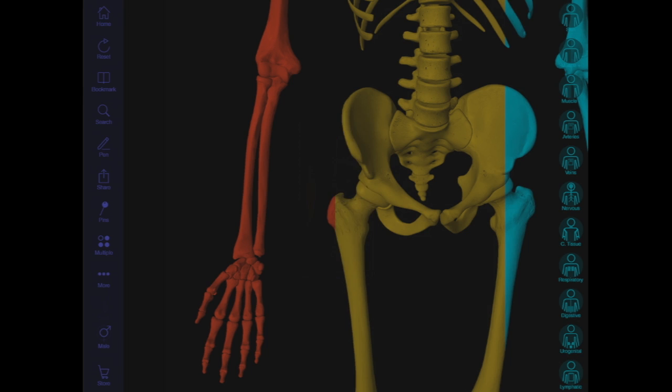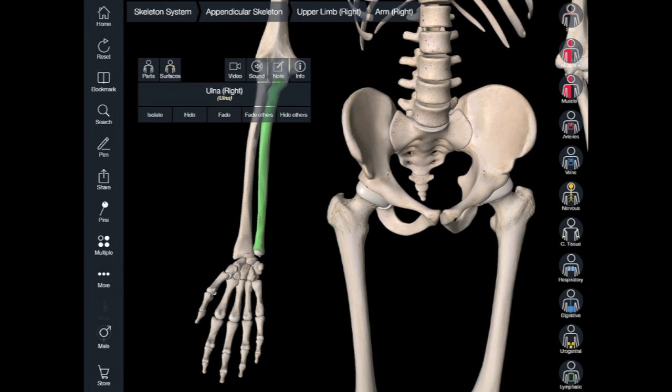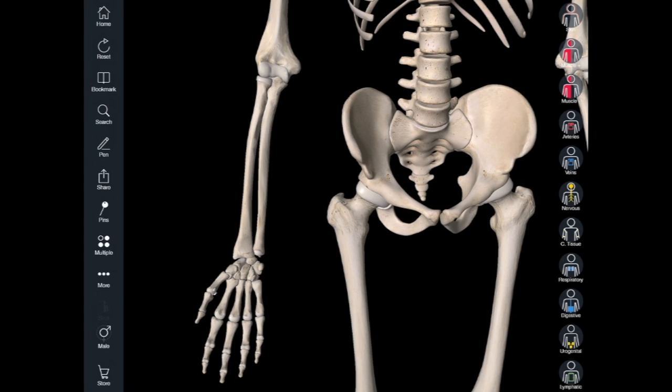Thanks for listening. Now we're going to talk about the second bone of the forearm, which is the ulna. The ulna is the medial bone of the forearm. Its proximal end articulates with the humerus at the elbow joint, and also articulates with the head of the radius at the superior or proximal radioulnar joint. Its distal end articulates with the radius at the inferior or distal radioulnar joint, and we have to know that the ulna is completely excluded from the wrist joint.